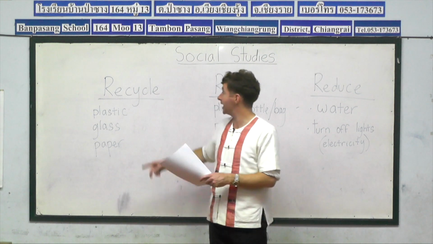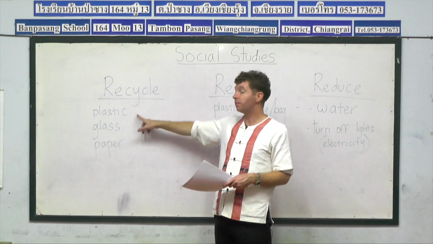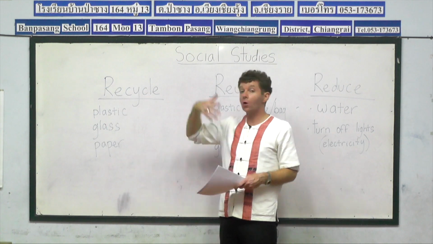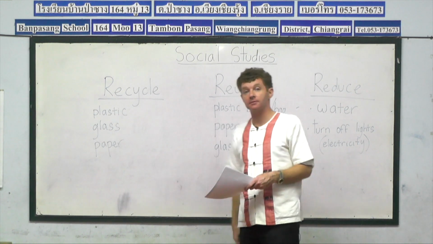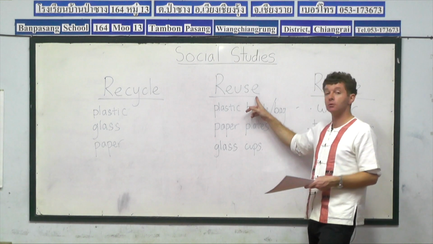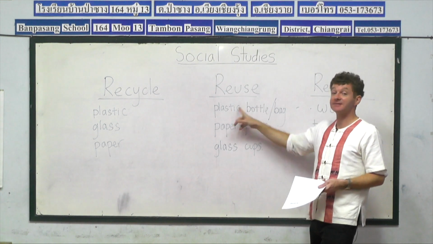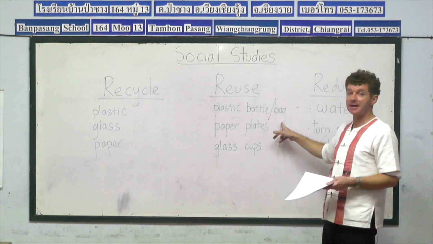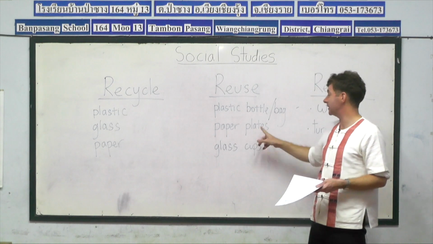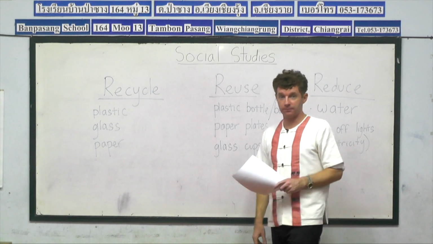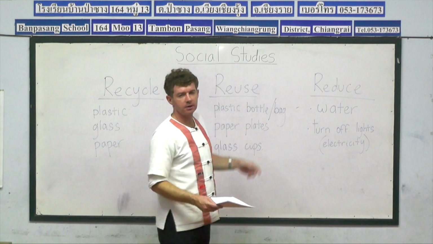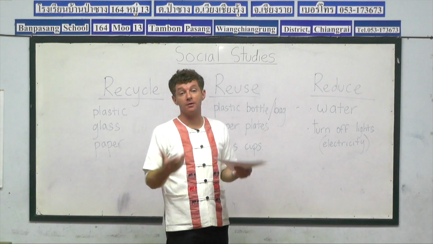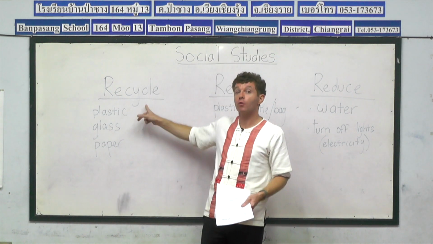So final time, guys. Recycle. Plastic. Glass. Paper. All of them things can always be recycled. And when we talk about reuse, we can reuse plastic bottles. Plastic bags. Paper plates. And glass cups. Now, when we say reuse, we don't have to reuse forever. Maybe 4 or 5 times with a plastic bottle is enough. And then it can go for recycling.